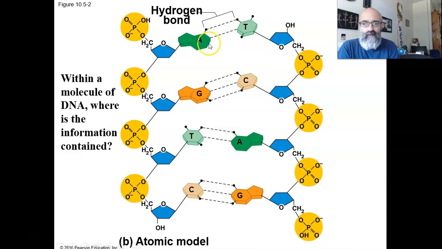So the genetic code here, and humans have now sequenced our entire genome, is just a library of trillions of A's and T's and C's and G's, right? So that's where the information is contained.